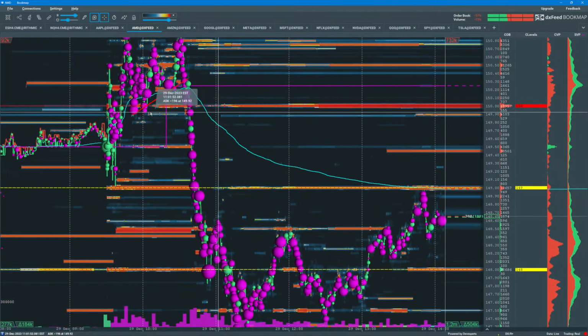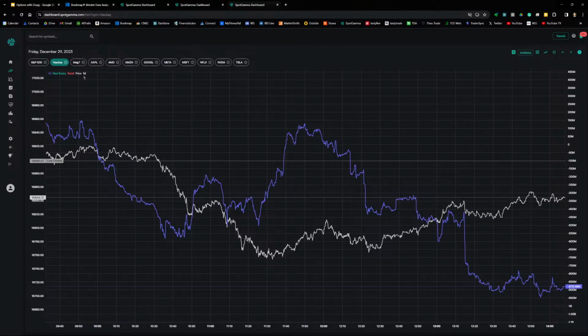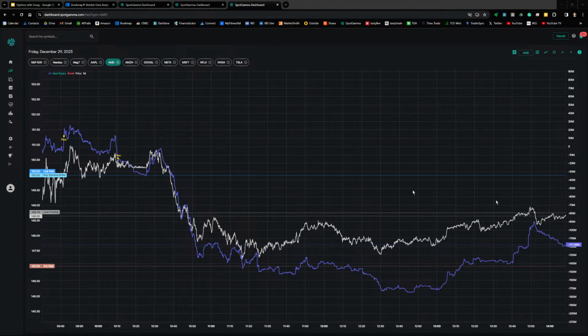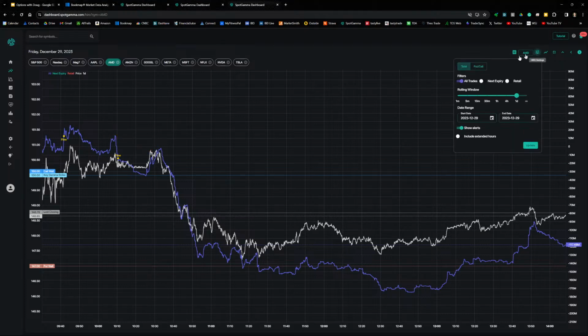First of all, here's AMD. Let's go take a look at Hero. Note that 150 is the call wall, and there were several timely flow alerts as Hero made a series of lower highs. I'm going to separate out puts and calls.